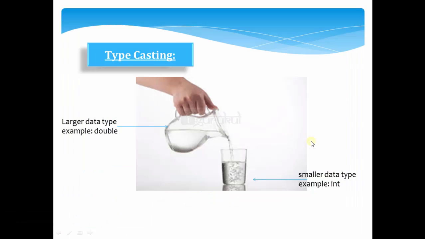So what is typecasting? Typecasting means assigning a value of one data type to a variable of another data type. Generally it is done from a larger data type to a smaller data type, where there is a chance of data loss. Let's take the example of the picture we are having right now. Suppose you have a jug full of water and an empty glass. Can you pour all the water from your jug into the glass? No, it can't be done. There will be a loss of water.